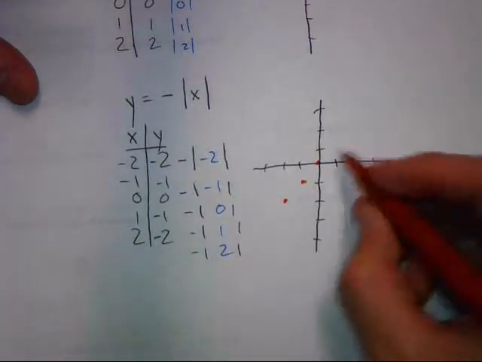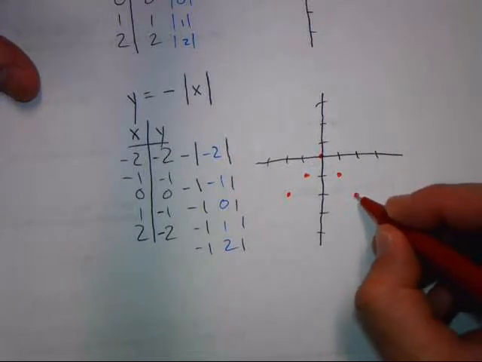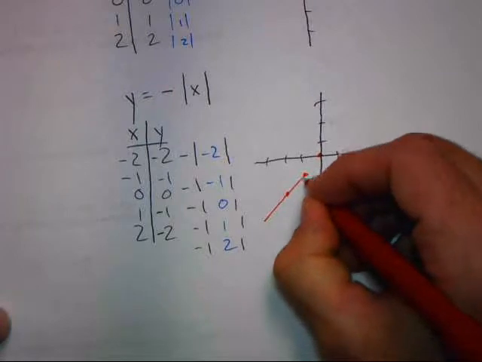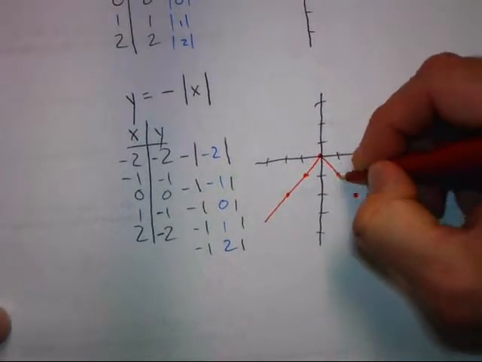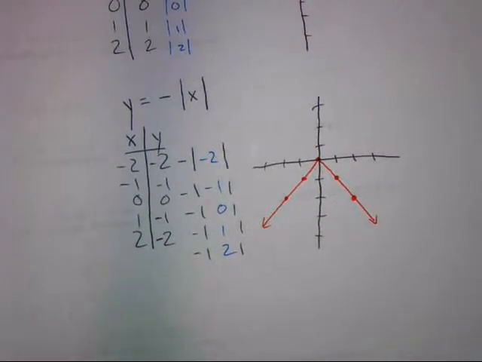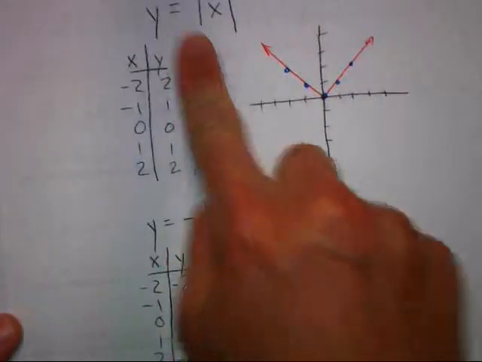Well, if we have 1, negative 1. If we have 2, negative 2. And now we see what the graph will look like. It's kind of like a V, but it's upside down.